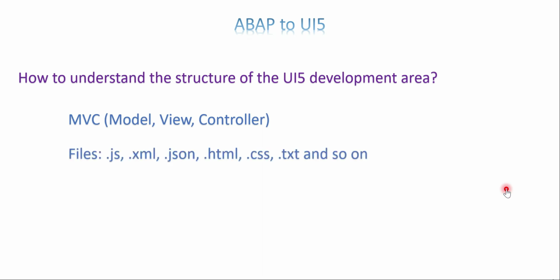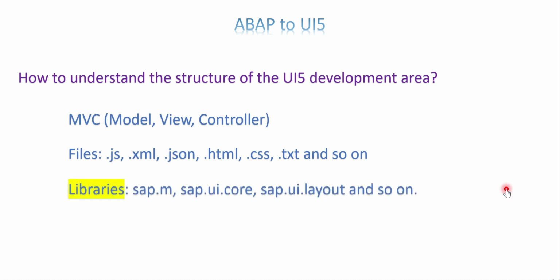And then different files you have .js, .xml, JSON, HTML. As I mentioned in the previous one, we have different extensions of files available. And libraries play a major role, but in SAP we don't directly use libraries. We use standard objects like standard BAPIs, standard function modules, standard classes and methods, right? It's nothing but the product is already developed, we can make use of it.